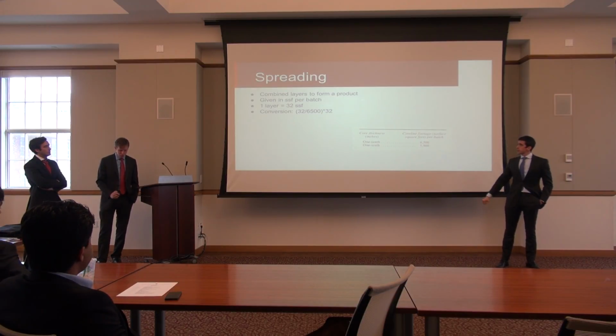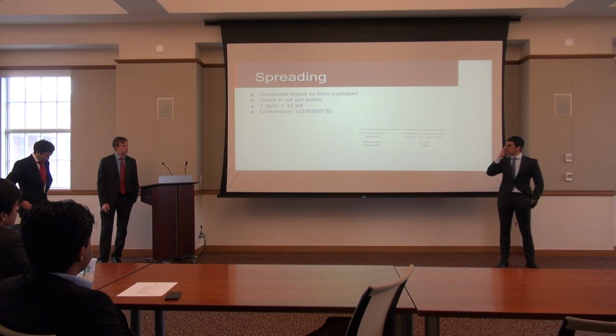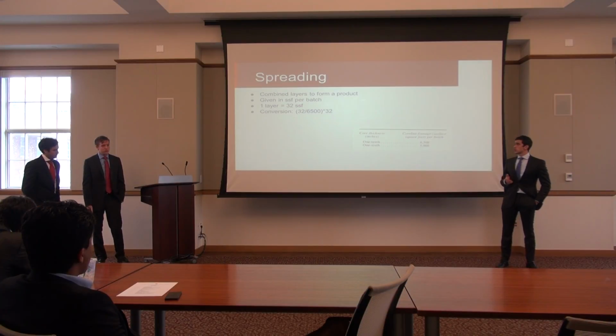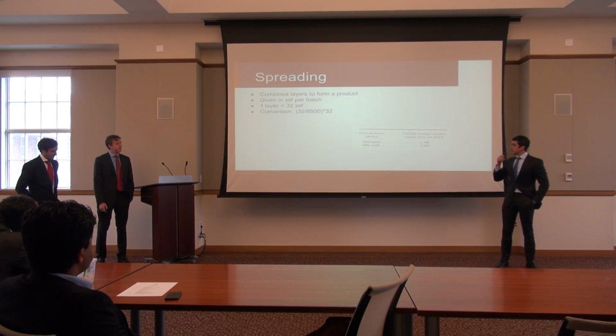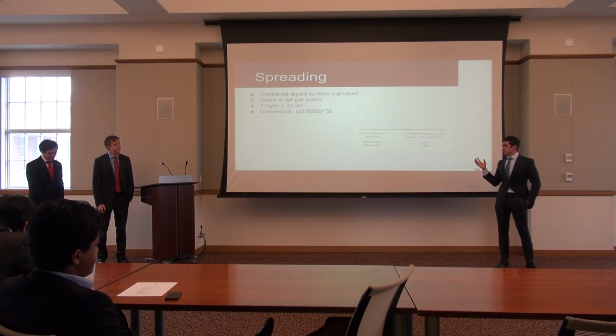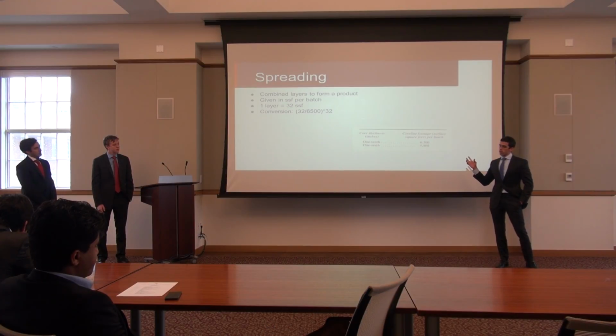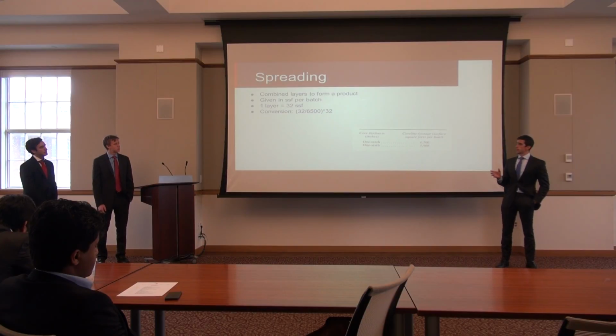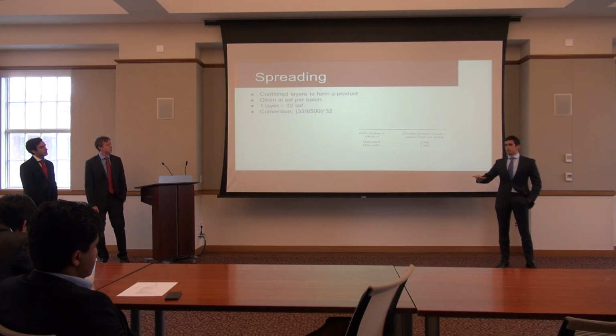At the spreading station, we have to make another conversion here. Each layer of wood equals 32 surface square feet, and we had to essentially build constraints to find out how many batches of glue we need for each layer of wood.